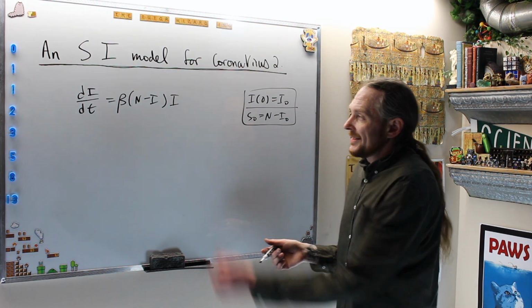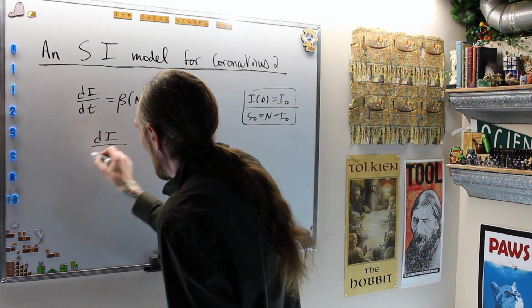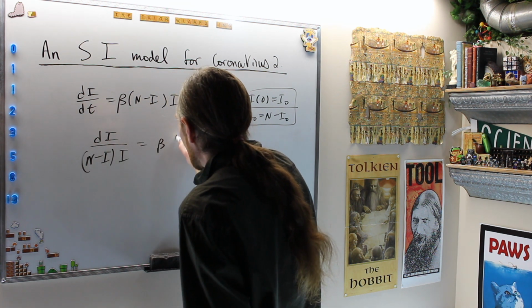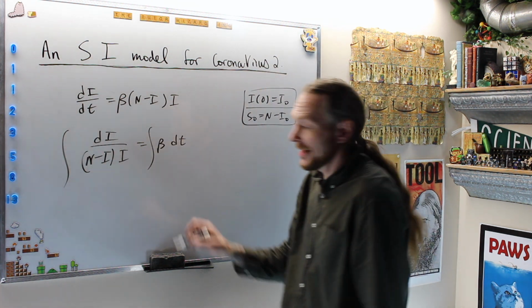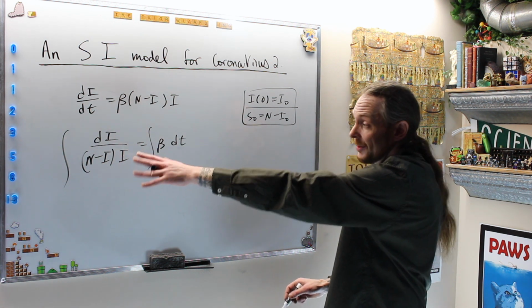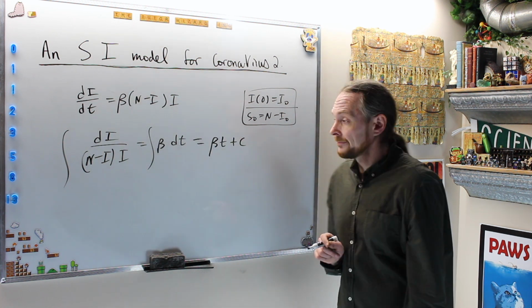This is how. Solving this explicitly, I see it's separable, so I separate them. This is dI over N minus I times I equals beta dt. I integrate both sides. Integrating both sides gives me, this one is not so bad, this one is partial fraction decomposition, so we're going to have to deal with that one. This one immediately gives me beta t plus c.